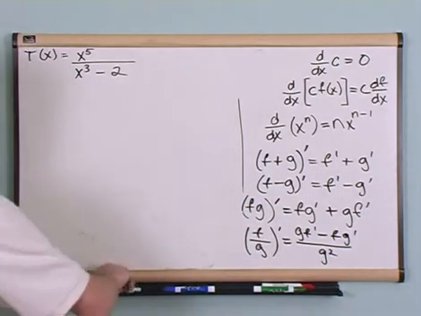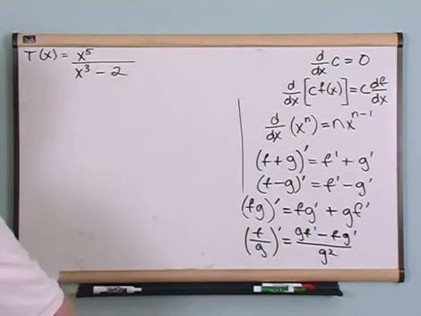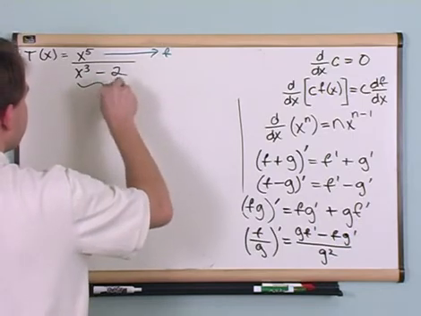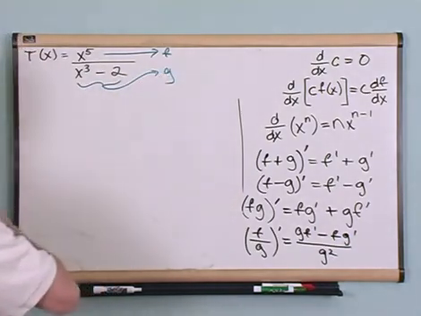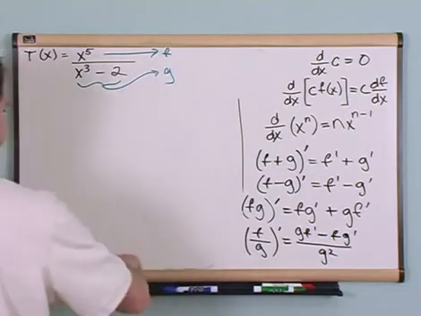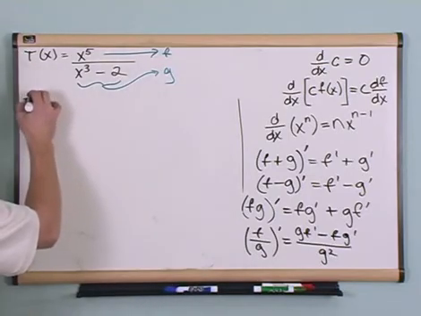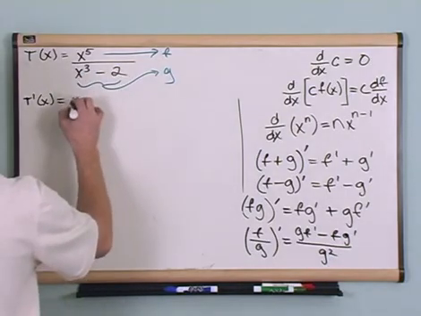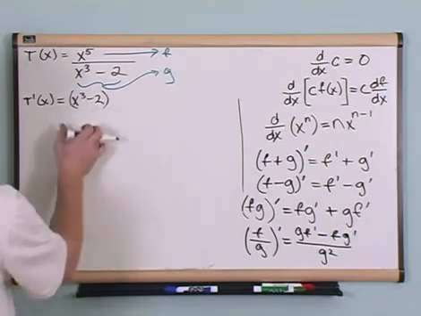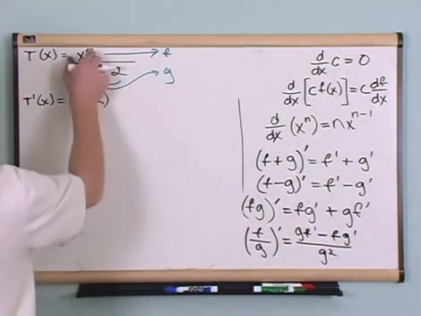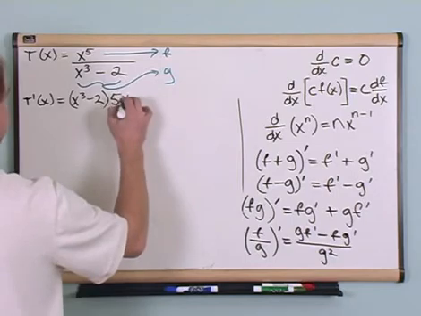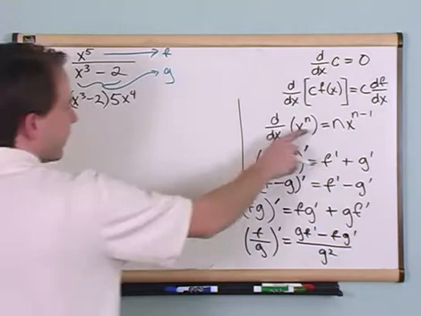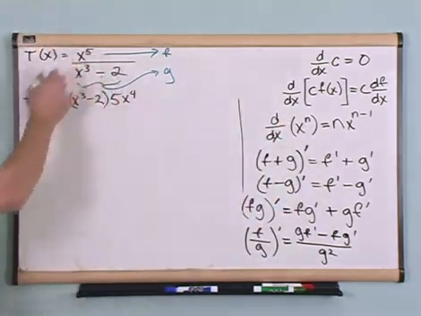And so what we're going to need to recall is this top function here, this is f, and this bottom function here, this is g. As we go through it, we have to remember that. So t prime of x equals the bottom, which is x to the 3rd minus 2, times the derivative of the top, which is 5x to the 4th. 5 comes down, x to the 5 minus 1 power gives me a 4. I use the power formula to take the derivative of the top.